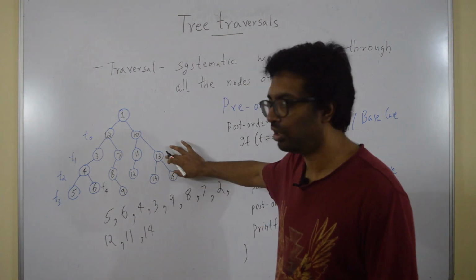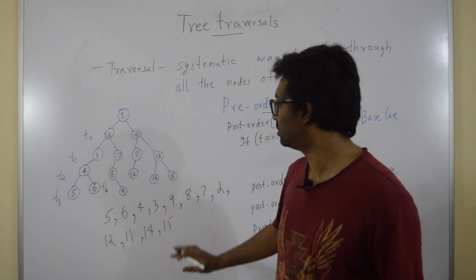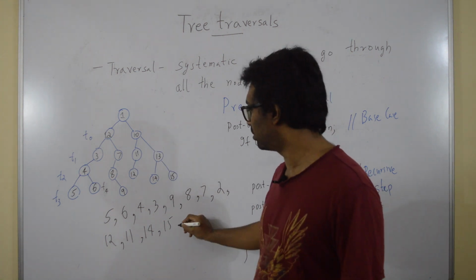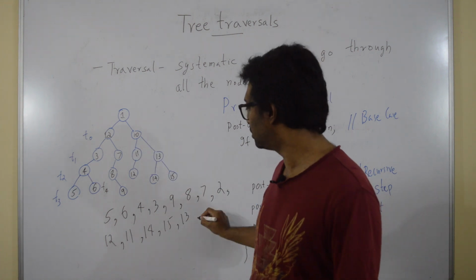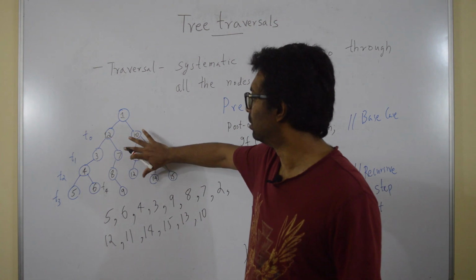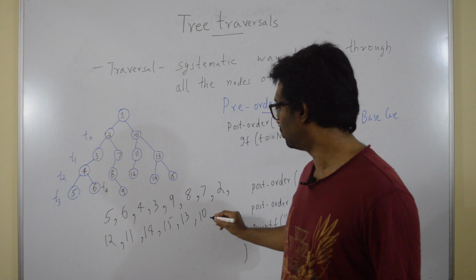It's done. I come back here and then I go to its right, so I print 15. 15 does not have a left or right child. So once both left and right are done, I visit this node, so I print 13. So now left and right of 10 is done, so I print 10. Finally, both the root node's left and right, the entire thing is done, so I print 1.